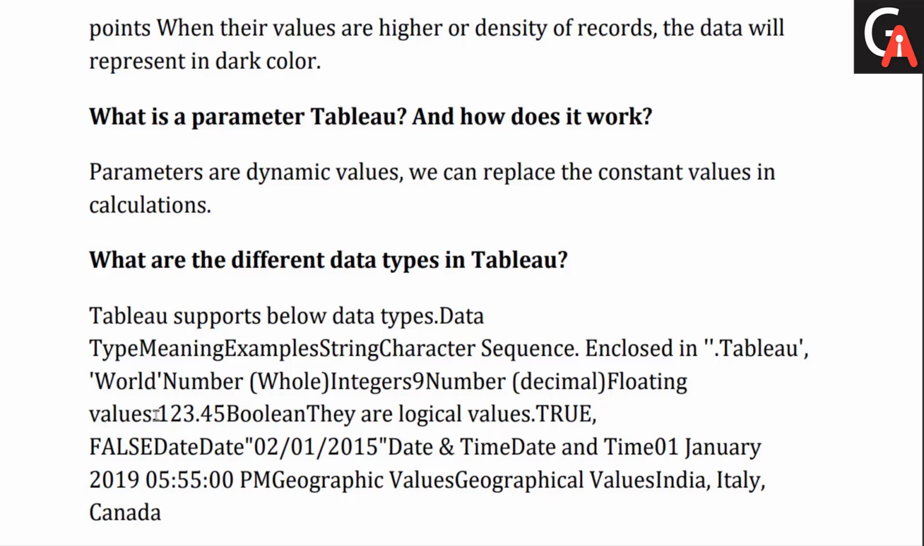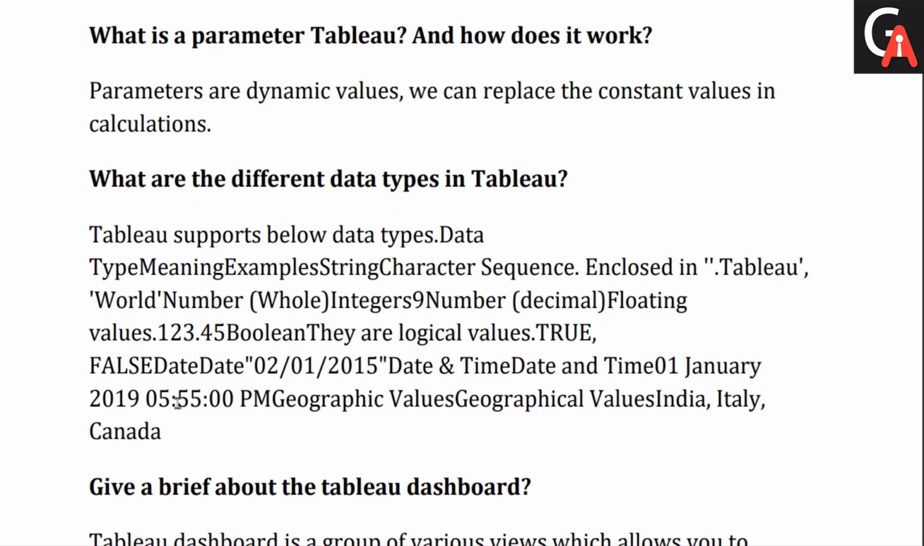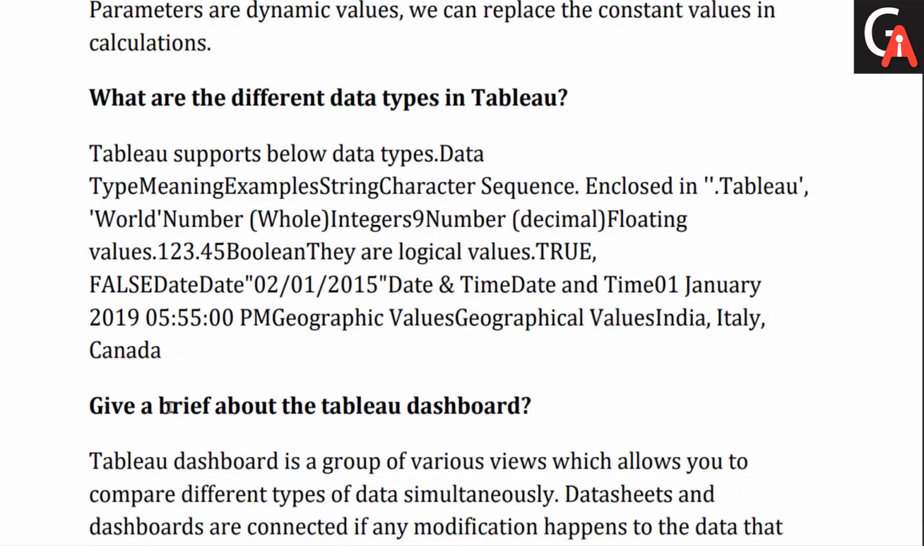Okay, next question we have, what are the different data types in Tableau? Tableau supports various data types, meaning when you have data and it is loaded into Tableau, there are different types of data types, like whole number, integer, decimal, boolean values, and date. So these are the most important data types we have with respect to Tableau.